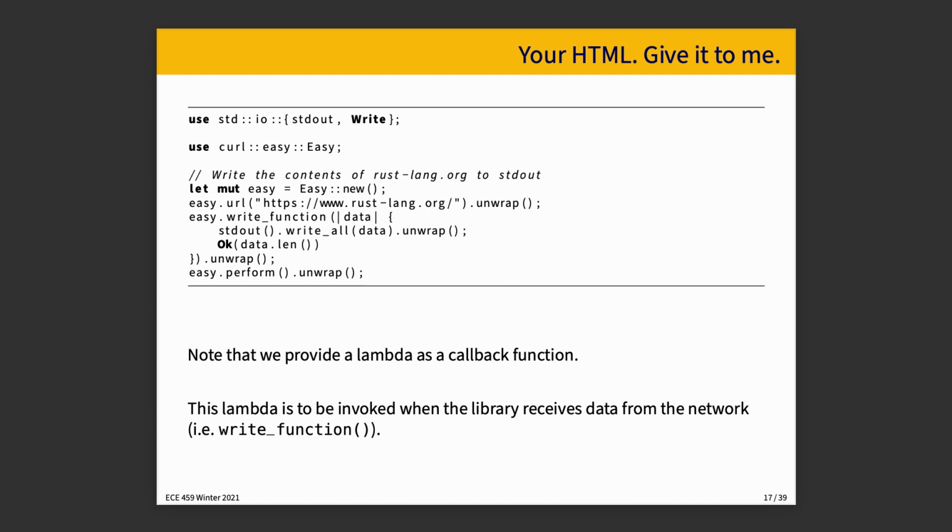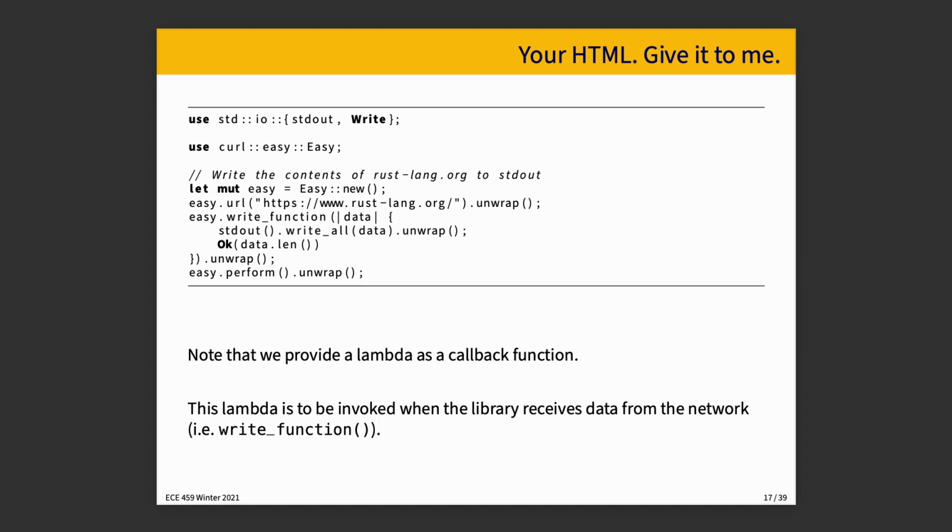With that in mind, we're going to configure the callback, and our write callback takes here a closure. The data is what we have received, of course, and then what we're going to do is just write all the data to standard out and then say OK. And in the OK function, we have to specify how much data we have processed. So our anonymous function here, also known as a lambda, is going to be invoked whenever the library receives data from the network.